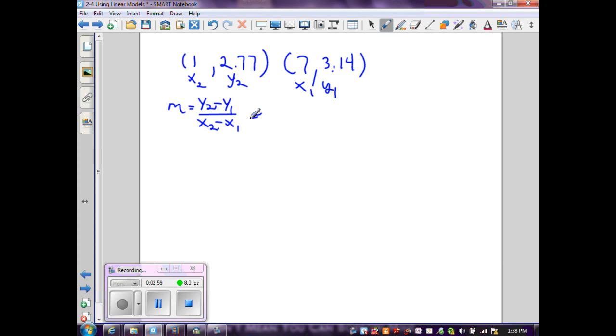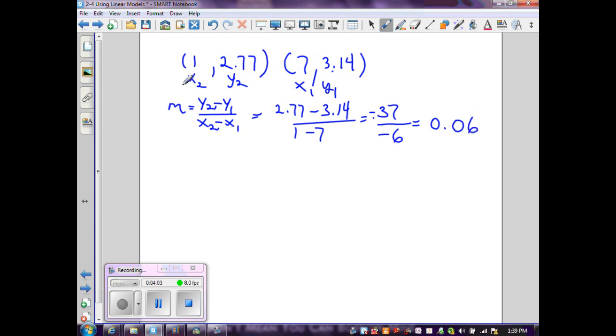Substituting in, I'm going to get 277 minus 314 over 1 minus 7. When I simplify this, I'm going to get 277 minus 314, which is going to give me 37 cents over a negative 6. When I simplify, I'm going to get 0.06. That's going to be my slope.